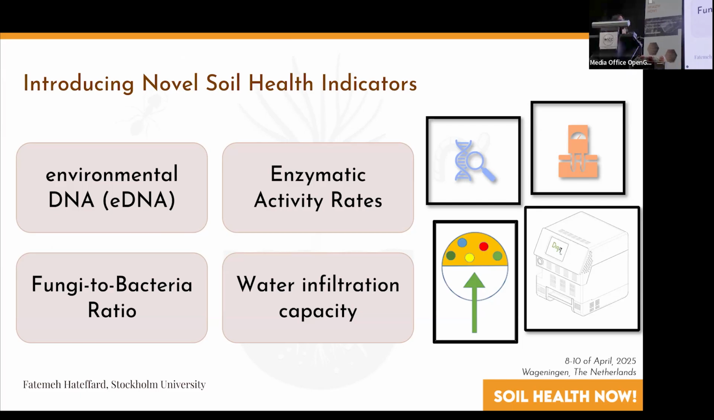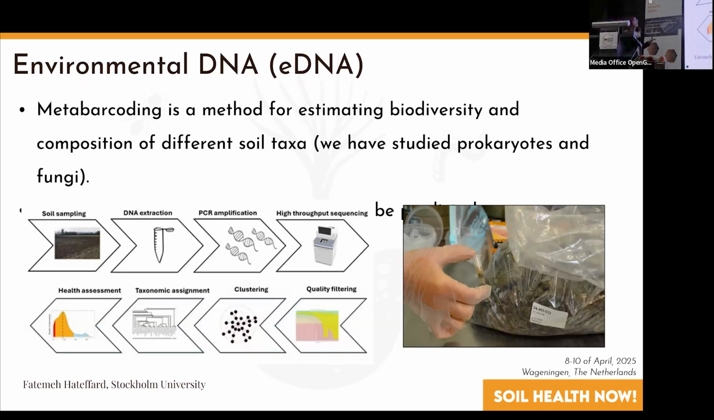The methods I'm going to talk about are eDNA, enzymatic activity rate, fungi to bacteria ratio, and water infiltration capacity. First is eDNA. If I want to define eDNA, it's any genetic material coming from the soil, air, or water. We call it environmental DNA. The method to find the eDNA of the soil is called metabarcoding, and we use it to estimate the biodiversity and also the composition of different soil taxa, for example the fungi and the bacteria that they have.